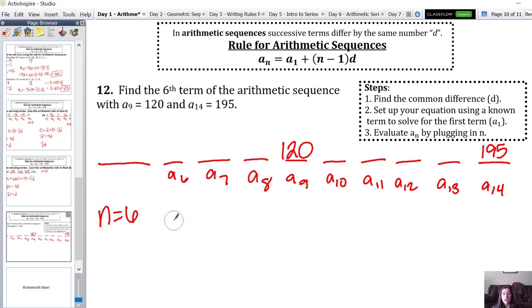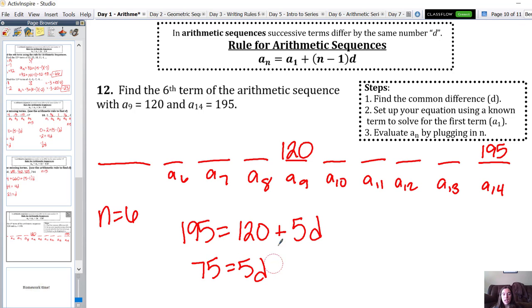Now when I'm putting this into my rule for arithmetic sequences, the very last term that I know is 195, equal to the very first term that I know, which is 120, plus n minus 1. n is 6, 6 minus 1 is 5, times d. Now I can subtract the 120, so I can start getting d by itself. 195 minus 120 is 75. That's equal to 5d. And then when I divide by 5, my value of d is 15. That means to get from one number to the next, I'm adding 15 each time.